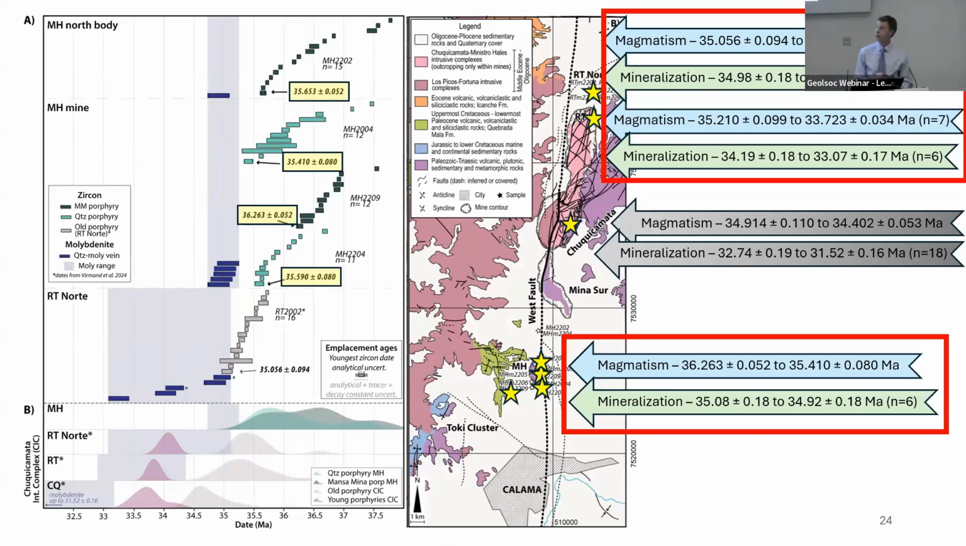Next, the dates for the RT North and the RT systems, as highlighted and surrounded by the red boxes, are like those of the MH deposit, which suggests a similar magmatic and hydrothermal relationship between the deposits. Moreover, the zircon chronology indicates a similar crystallization history and thus supports a similar magmatic history between the two systems. This, coupled with the overlapping rhenium-osmium molybdenite dates, proposes a twinship between the RT systems and that of the MH deposit. But still, where is the missing half of the Chuquicamata deposit?